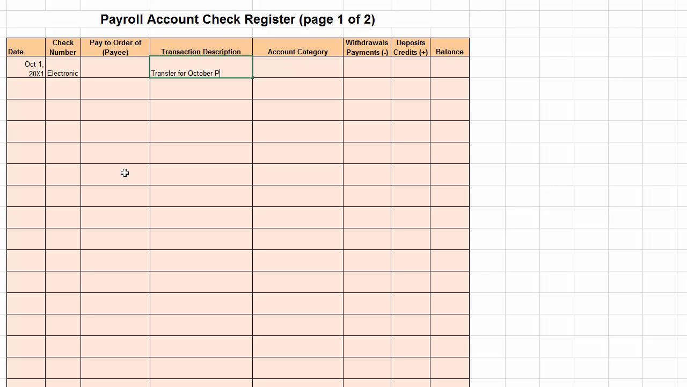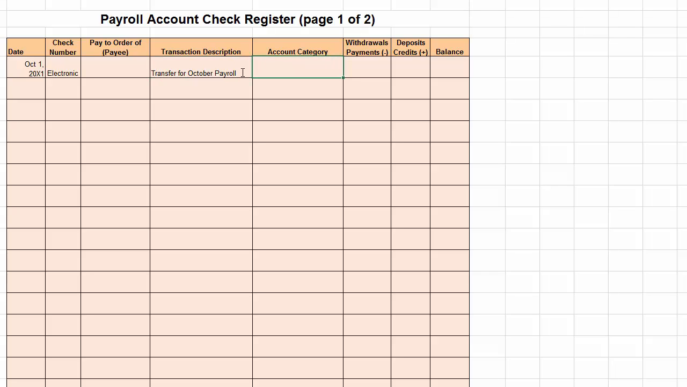October payroll. So what's happening here is we're just taking the $25,000 from our main checking account, the cash operating, and we're going to move it to the payroll account because we're going to pay the employees from this payroll account, the cash account for payroll, and we will also eventually pay taxes from it.